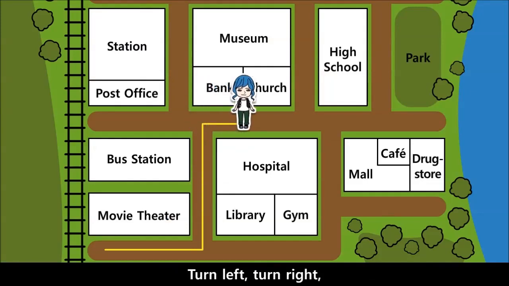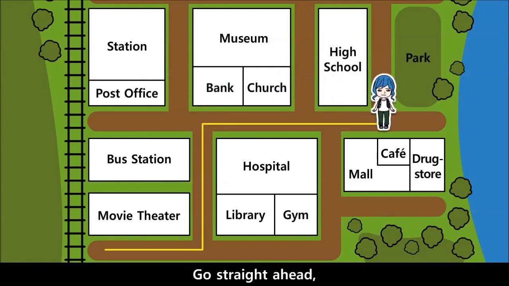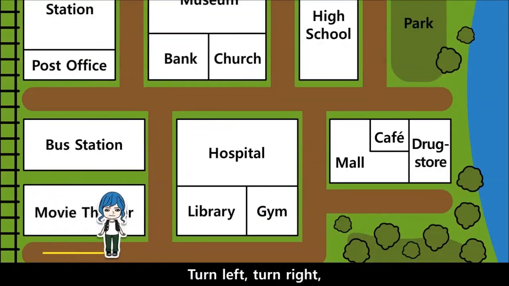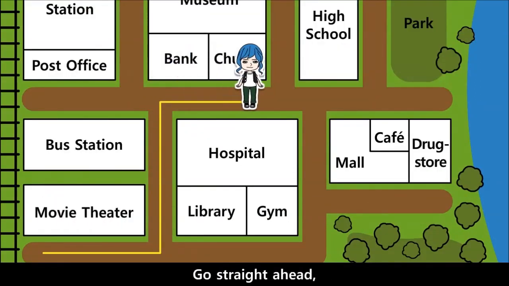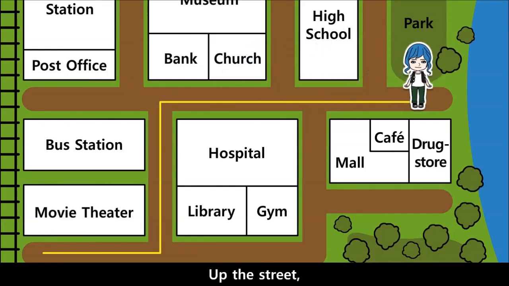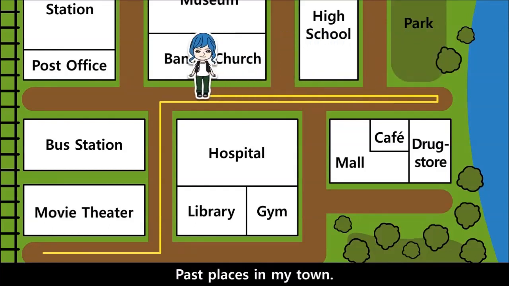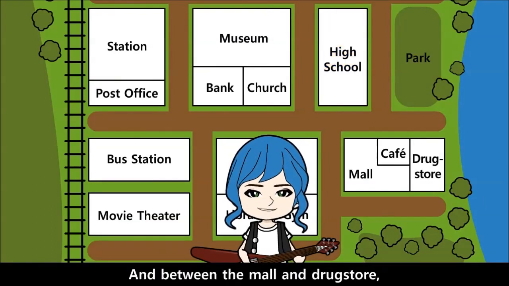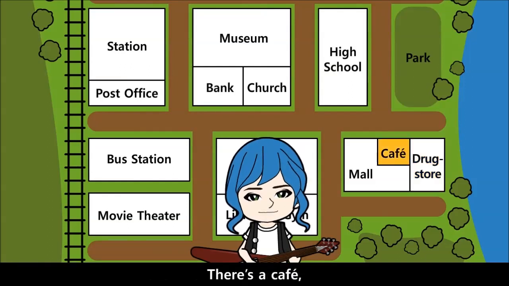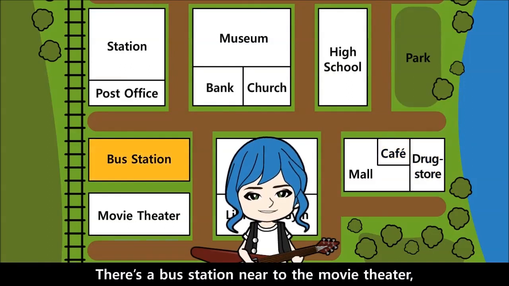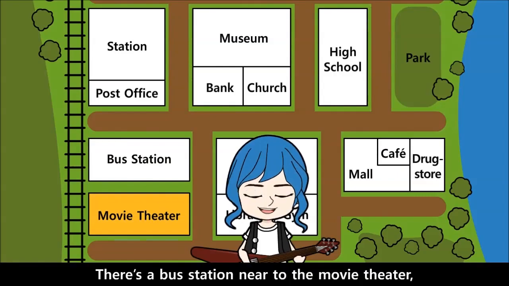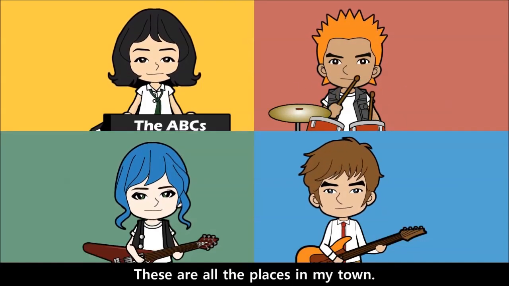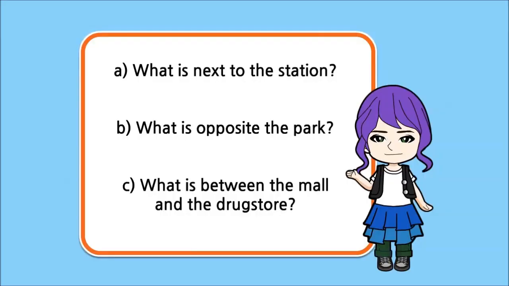Turn left, turn right. Go straight ahead. Up the street, then back down. Past places in my town. There's a park opposite the high school. And between the mall and drugstore, there's a cafe. There's a bus station near to the movie theater. These are all the places in my town. Turn left, turn right.